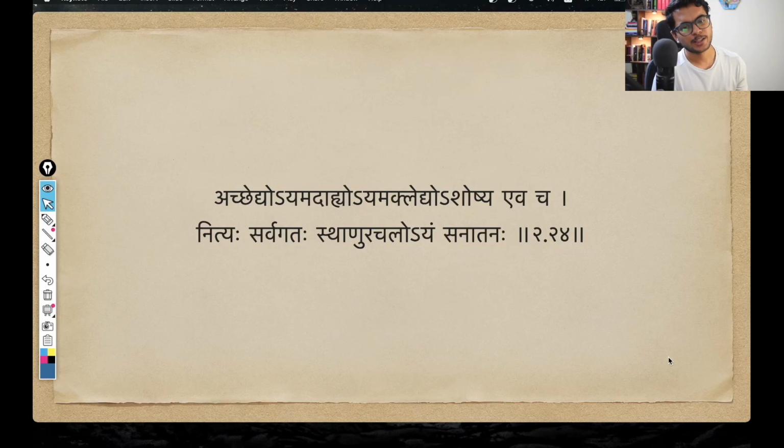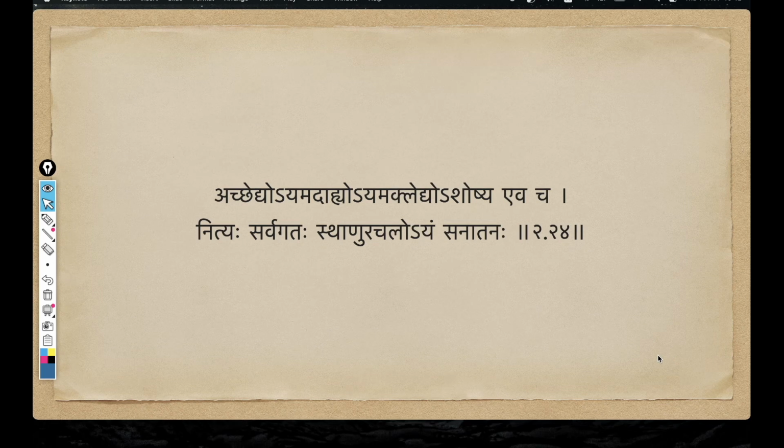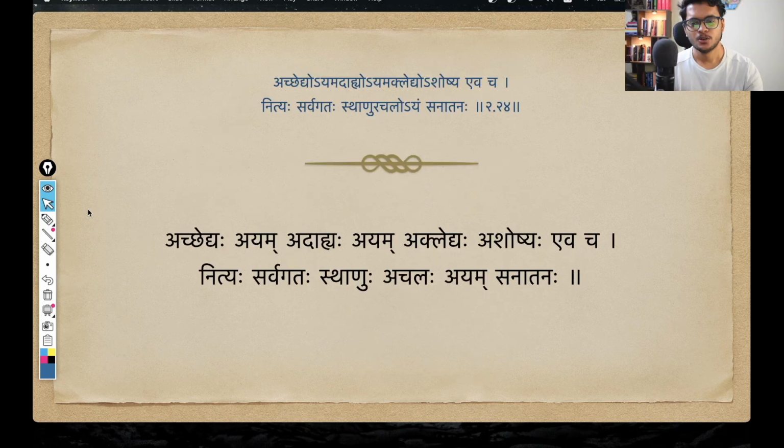Okay, so this is the shloka that we have today. Let me go through the shloka once. Achedyo yamadakyo yamakledyo shoshya evacha nitya sarvagatasthanu achaloyam sanatanaha. This is the shloka, and this is the Sandhi Vichcheda of the shloka, so we have all the terms separated.